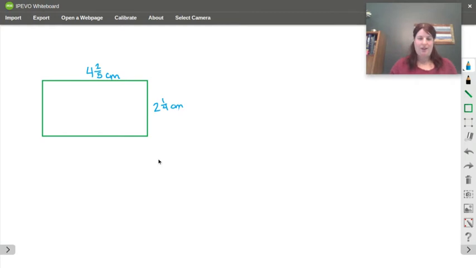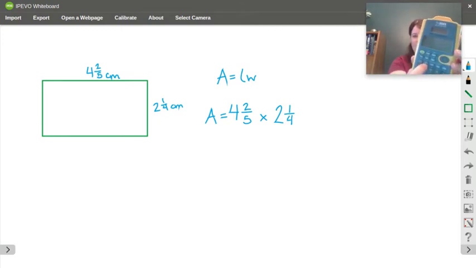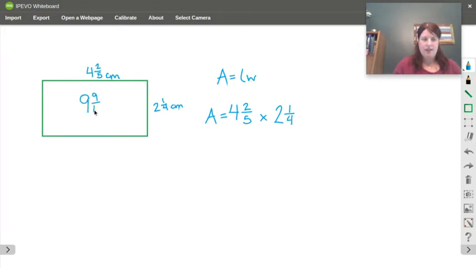Okay, so I'm going to use my calculator for this. So we still have our same formula, area equals length times width. So our area equals 4 2/5 times 2 1/4. So on the calculator, just as a refresher, our mixed numbers like these are the second function of the fraction button here. So you would do second and then the fraction button, and you get this blank mixed number. Okay, so it's 4 2/5 times 2 1/4, and we end up with 9 9/10. So the area of this rectangle is 9 9/10 centimeters squared, or square centimeters.